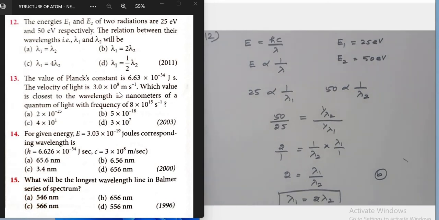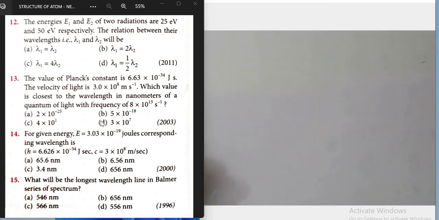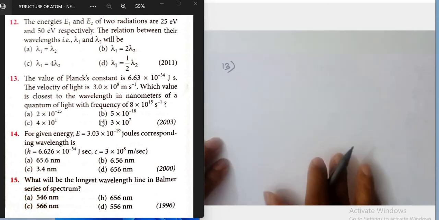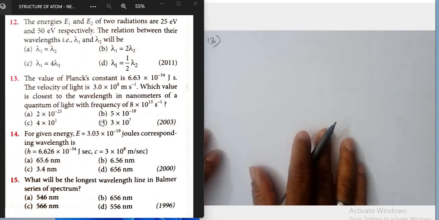Value of Planck constant is given as 6.63 into 10 power minus 34 joule second. The velocity of light is given. Which value is closest to the wavelength in nanometer of a quantum of light with the frequency 8 into 10 power 15 second inverse? Frequency is given and they are asking wavelength in nanometers. Very simple question. We have already done similar types of questions. Question number 13, observe carefully.